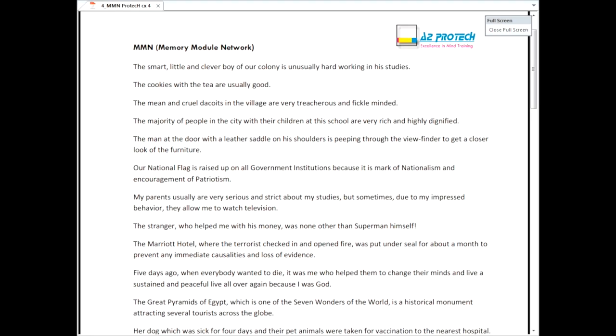Okay, I want you to do the segmentation yourself. I will help, but you will do it. Okay, let me read first. My parents usually are very serious and strict about my studies, but sometimes, due to my impressed behavior, they allow me to watch television. All right, okay, do it. Let me see how you do it.